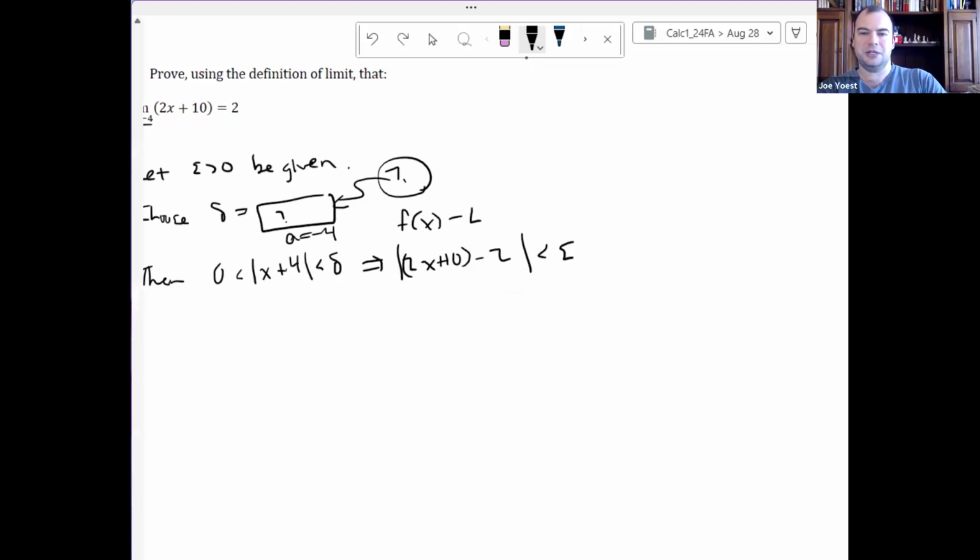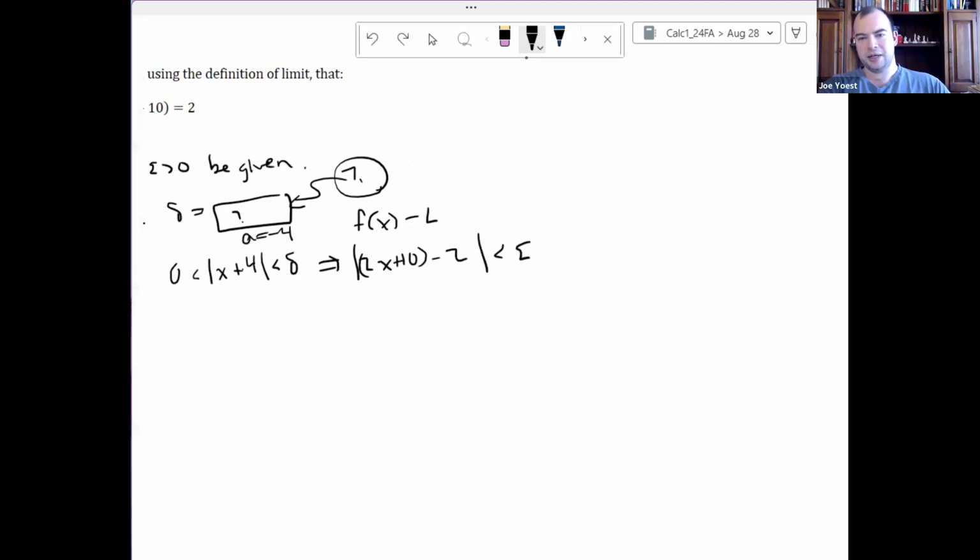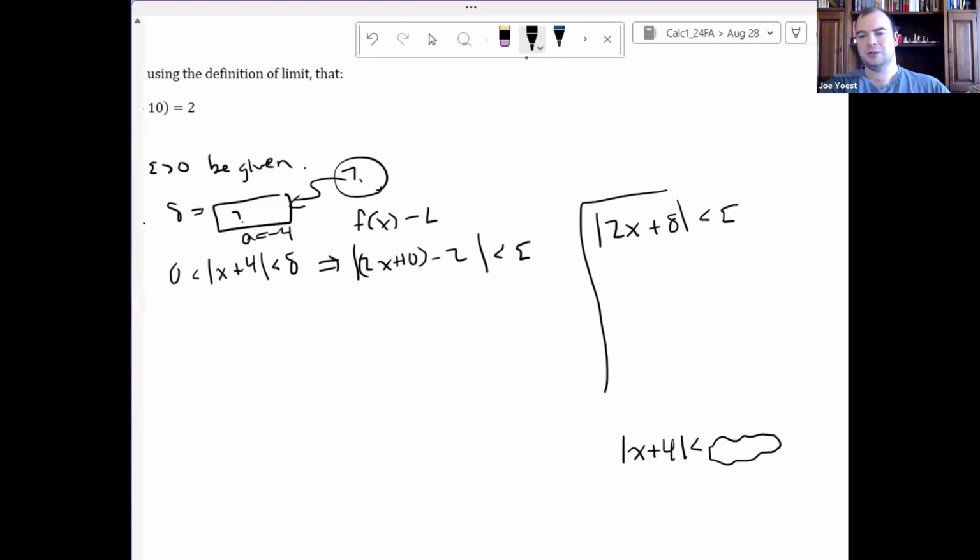So I'm going to reverse engineer this. I'm going to come off here to the side, some scratch work, and I simplify this. I get absolute value of 2x plus 8. I want that to be less than epsilon. And I'm looking to work my way down to absolute x plus 4 less than something over here. This is my goal.